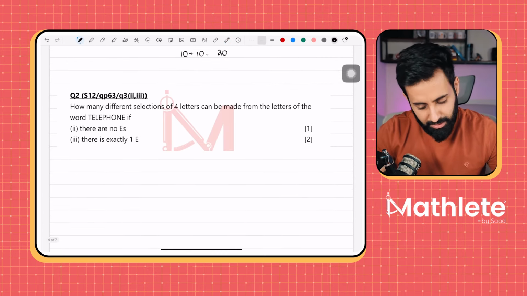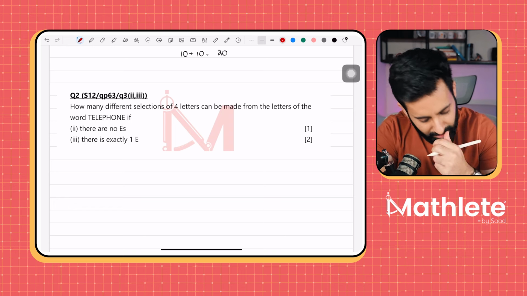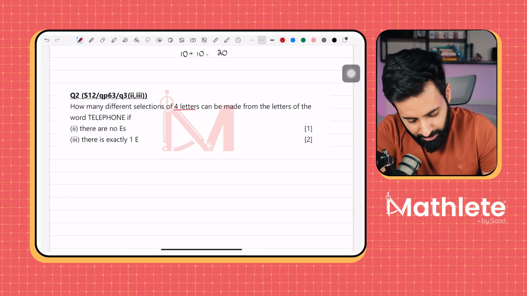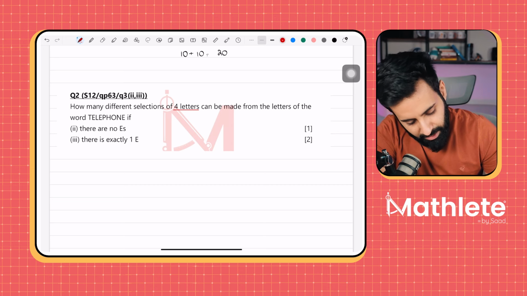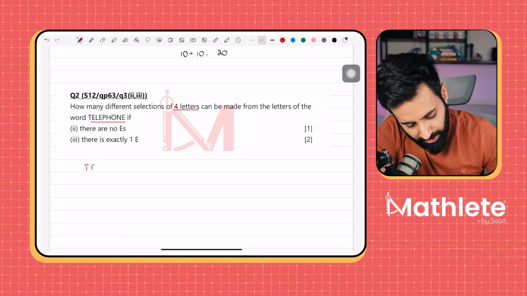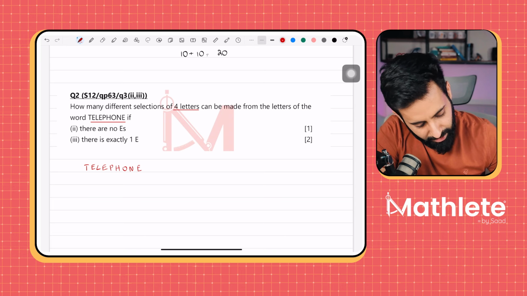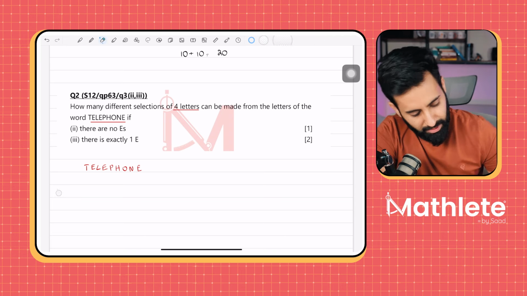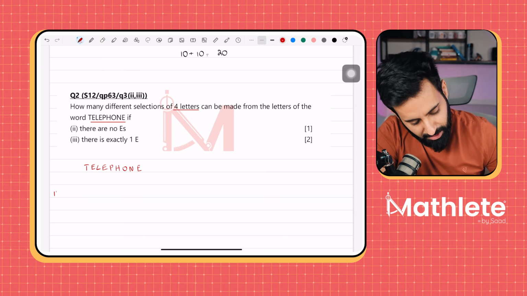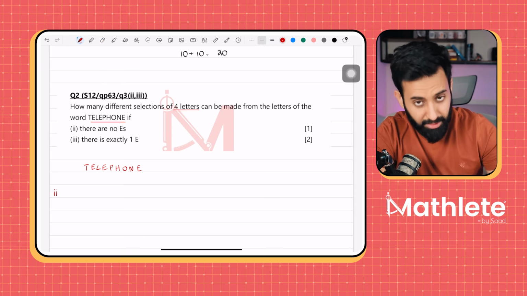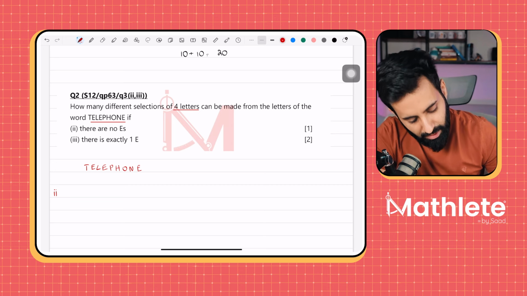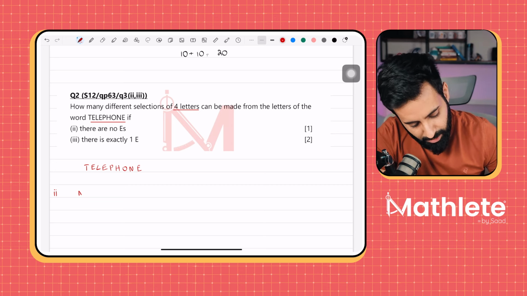Now, here's another question. Let's see what this says. How many different selections of the 4 letters, so here also we're selecting 4 letters, can be made from the letters of the word telephone if there are no E's? So as always, I would encourage you to write the word, and we have in the first part no E's. Okay, so this is actually part 2 of a certain past paper question. As you know, I have broken down permutation and combination questions into different categories. So this is not an entire question. These are just a few parts of a past paper question.